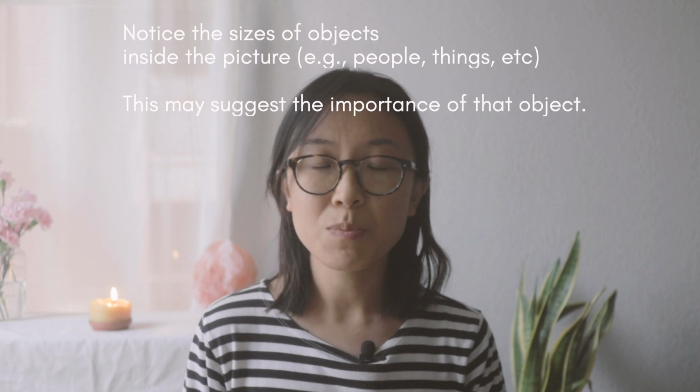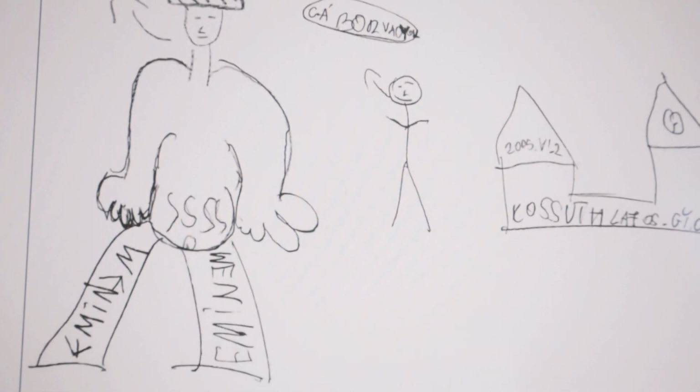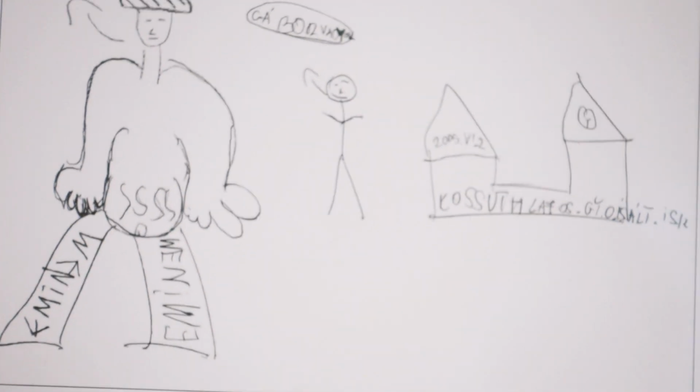So the sizes most likely indicate the importance of that object or person. If something is too large for the scale in the picture, then it means that it is especially important for that person. It has a lot of meaning for that person. And if the object is particularly small in comparison to the other objects in the drawing, it means that it is de-emphasized and it is devalued most likely.